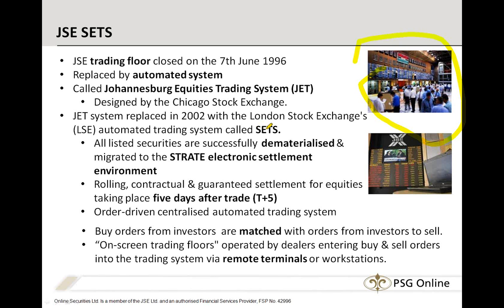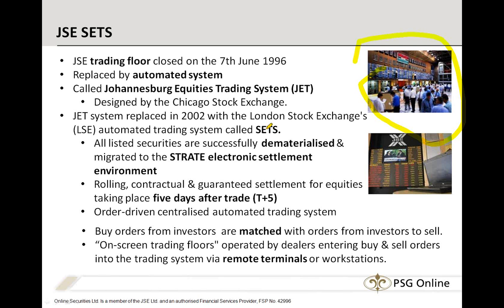But the main objective now is that instead of having an open outcry system, people shouting and things like that, it's more automated. We've gone from a system where we had share certificates to shares being dematerialized. We went into electronic format. So we moved over to what they call STRATE. STRATE stands for Share Transactions Totally Electronic. So obviously the whole idea is that settlement is faster now.